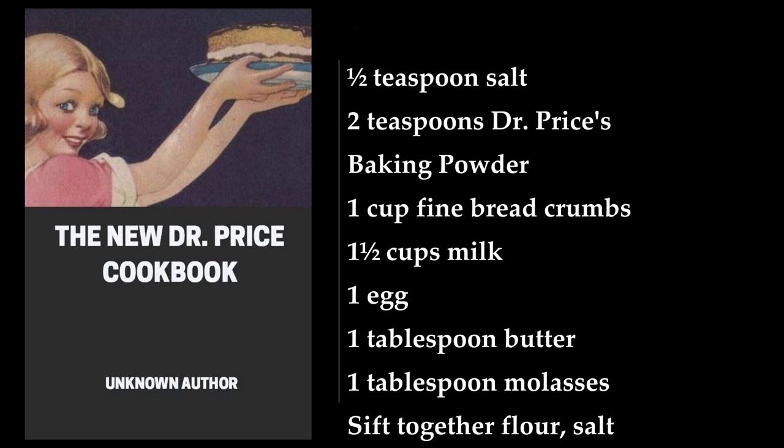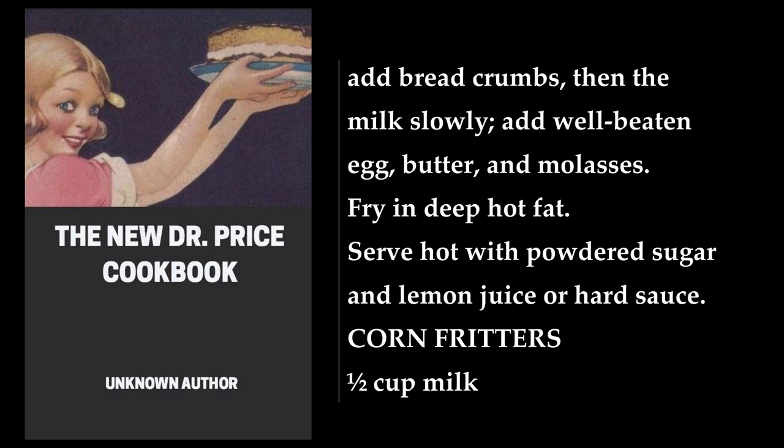Sift together flour, salt and baking powder. Add bread crumbs, then the milk slowly, add well-beaten egg, butter, and molasses. Fry in deep hot fat. Serve hot with powdered sugar and lemon juice or hard sauce.